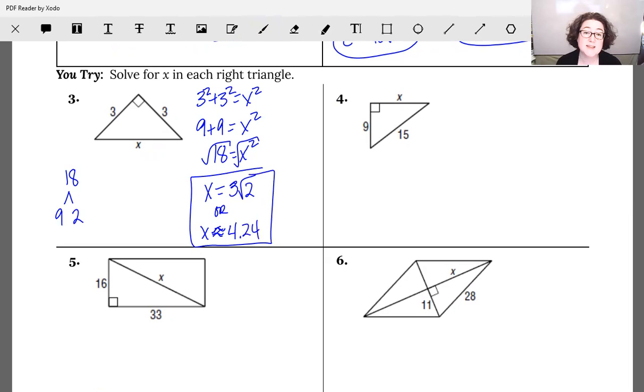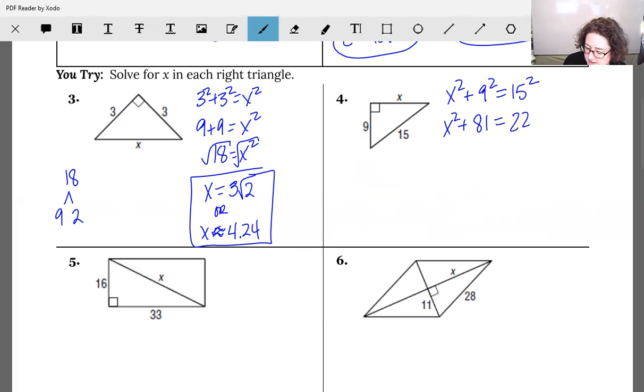Okay, number 4, we're missing a leg. So a squared, or we could use x squared, plus 9 squared equals 15 squared. And again, your x squared and your 9 squared could flip-flop. It really doesn't matter. But notice every single time I do these problems, I'm always simplifying out before I start moving things around. So 9 squared is 81. 15 squared, not one I have memorized, is 225. Although that would definitely save you a lot of time if you could memorize your perfect squares.